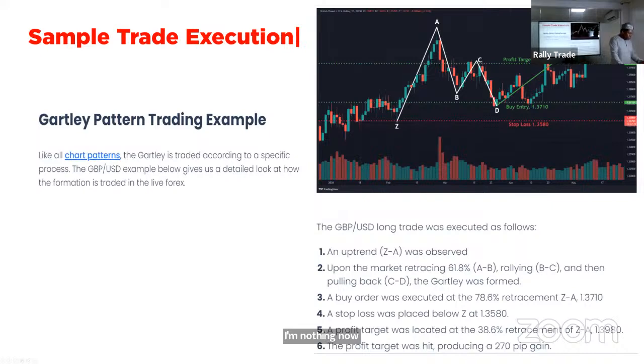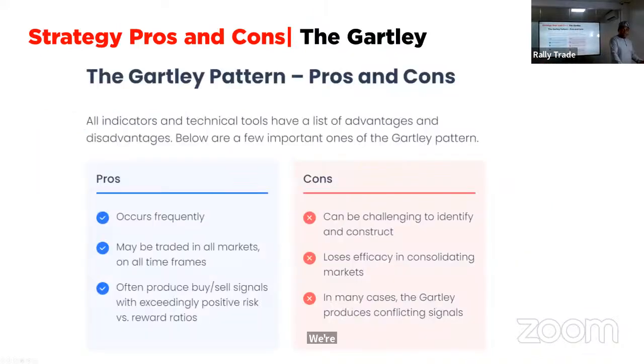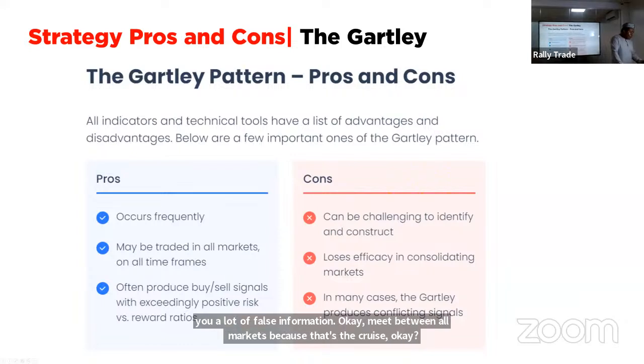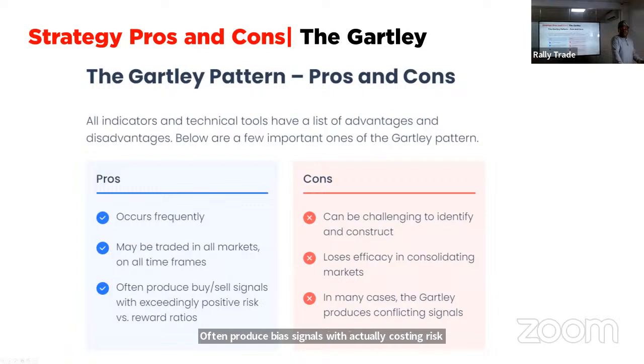Practical example, we're going to do this one as we move on, but I need to go back to this particular part, the pros and cons. Now, pros. All indicators and technical tools have a list of disadvantages and advantages. Below are a few important ones. Sometimes indicators can give you a lot of false information. May be traded in all markets, of course, that's a pro. Often produce buy-sell signals with exceedingly positive risk-reward ratio. That means if you are trading, you are sure of your stop loss zone. As you plot it, that's where your stop loss is, so you can actually take it. Now, cons: can be challenging to identify. I already said it.